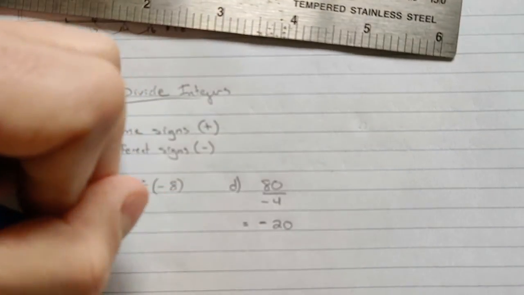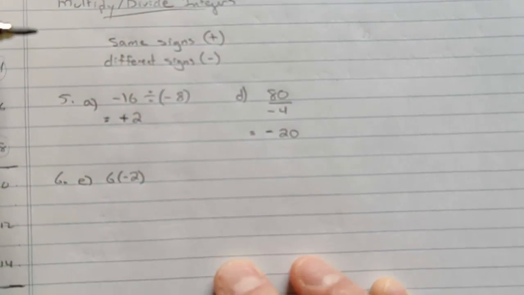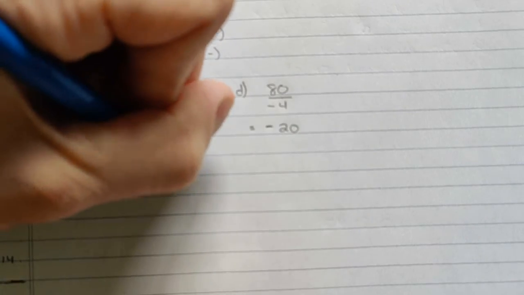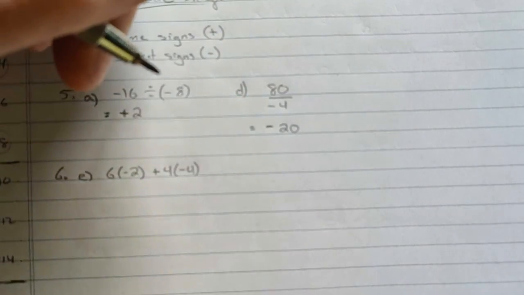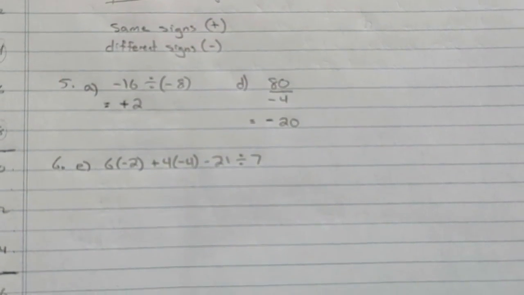6E was 6 minus 2 plus 4 times negative 4 minus 21 divided by 7. So try that one.